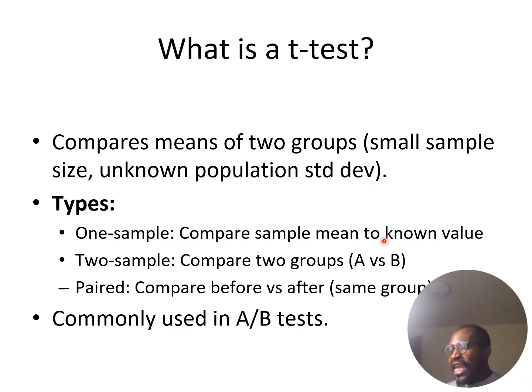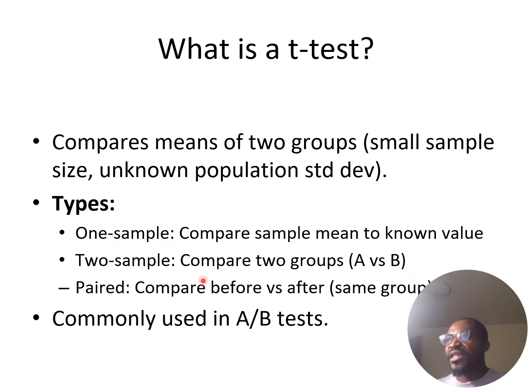That known value here is, for example, if we have conducted some census and we know the mean height of people in a particular region, then we can pick a sample from that population and try to estimate from that sample if there is actually a difference between the mean we obtained from that sample and the population mean of that entire population.